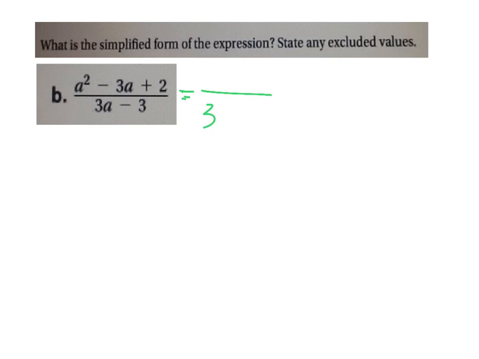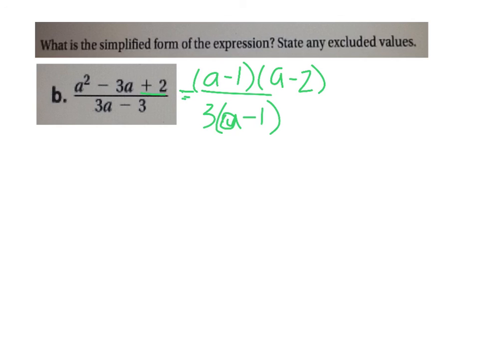I'm looking at it and I already know I'm going to need to factor out a 3, so that gives me 3 times a minus 1, which tells me one of my binomials is probably a minus 1 on the top. And I'm looking at it, and the only value that I can multiply times negative 1 to make a positive 2 is a negative 2.